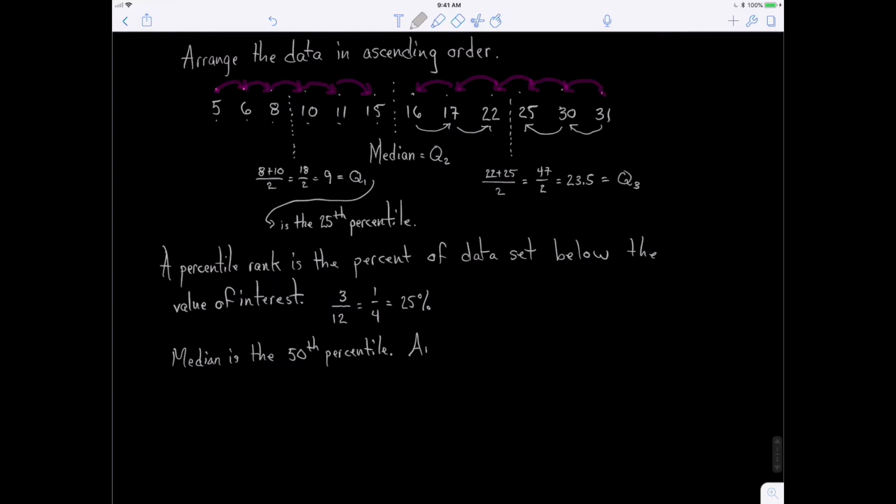And you can see then that Q3, well, notice that if you count them up, we have 9. So 9/12 of the data is below that. Well, that's 3/4, which is 75%. So Q3 is the 75th percentile.